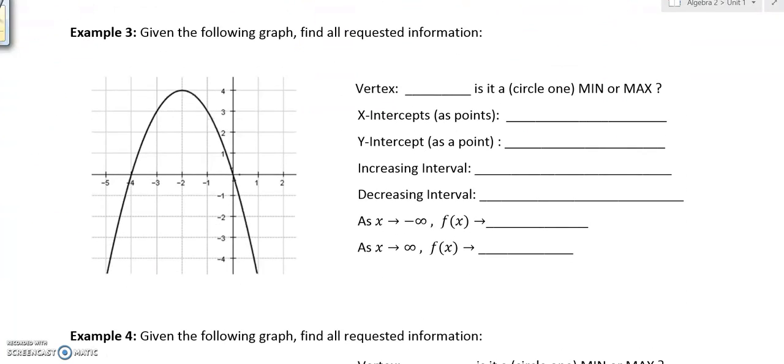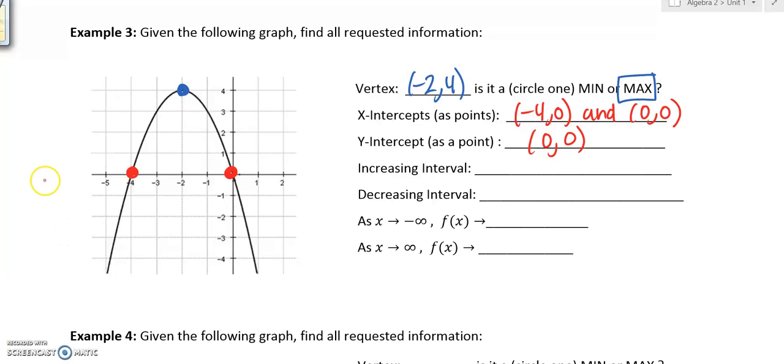Example 3. The vertex is all the way at the top this time at (-2, 4). It's the highest value, so that's a maximum. X-intercepts, where it crosses the x-axis. I have 2 spots here. I labeled those in red. Okay, it's at (-4, 0), and I have another one at (0, 0). My y-intercept is also that red point right here where I'm circling. My y-intercept is (0, 0).